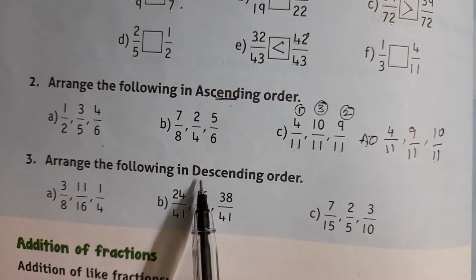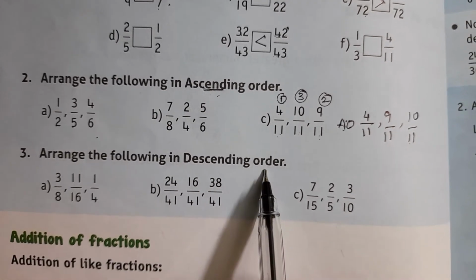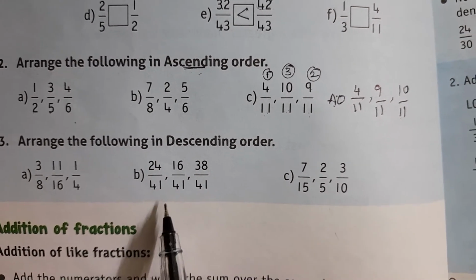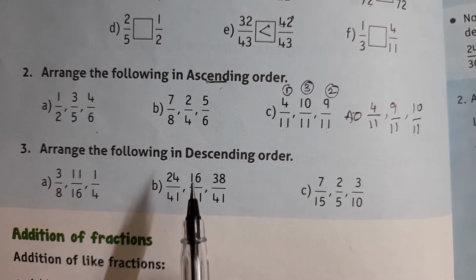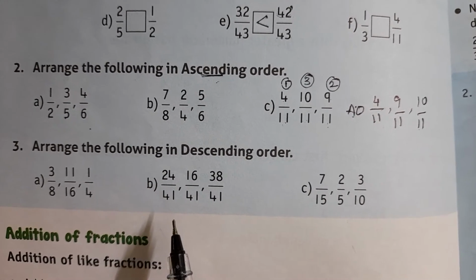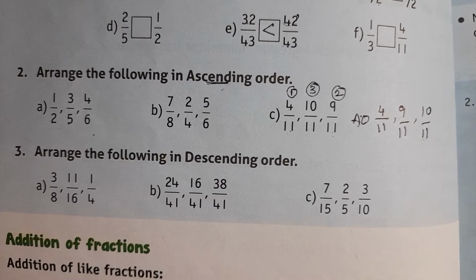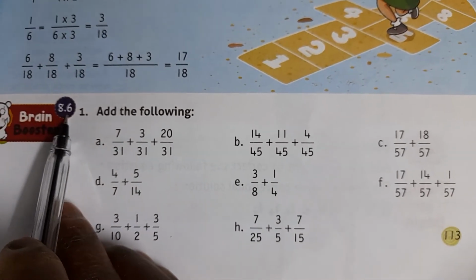Third bit, children, arrange the following in descending order. Here also same like ascending order, but reverse we have to write. We will see the next exercise. Now children, brain booster 8.6.